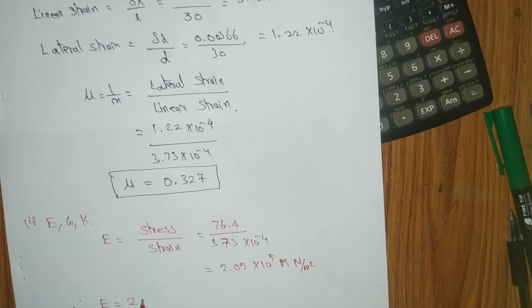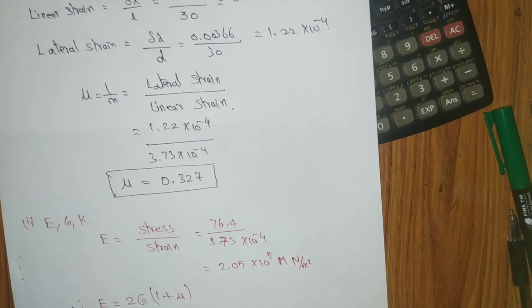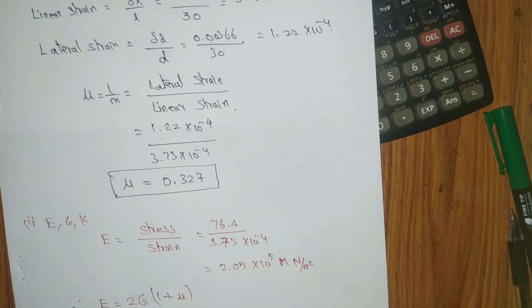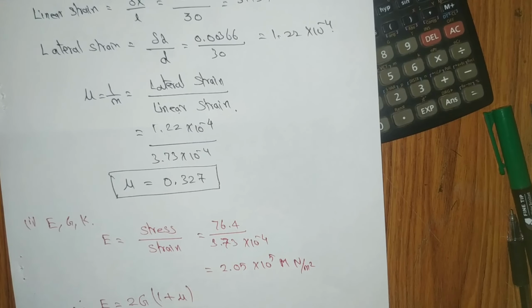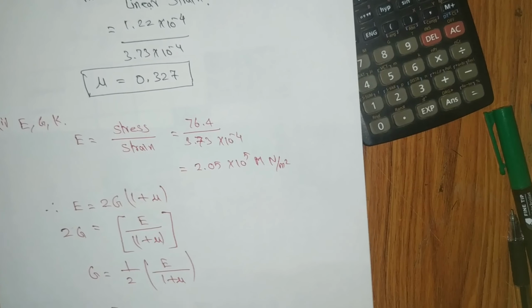Now, you know the relationship: E equal to 2G(1 + mu) is our formula. So E we know, mu we know. From this we can identify the G value. Keep E by (1 + mu), and if you keep 2G, G equal to 1 by 2 times E by (1 + mu). You substitute the values and get the G value.